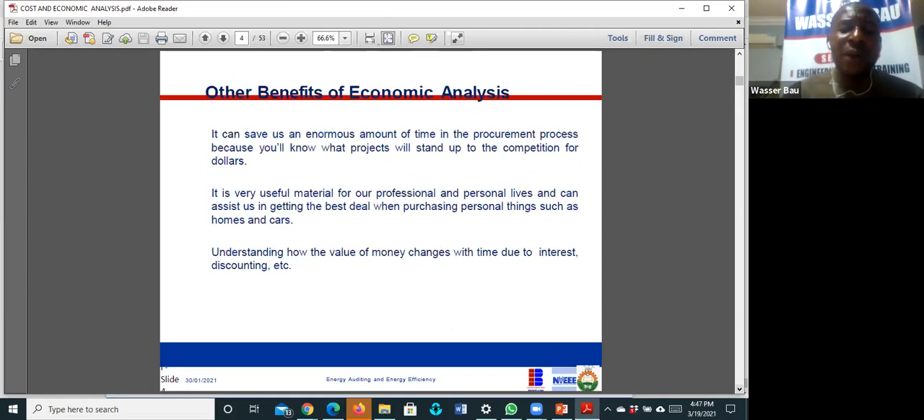So what are the other benefits of economic analysis? It can save us an enormous amount of time in the procurement process because you know what projects will stand up to the competition for dollars. It is very useful material for our professional and personal lives and can assist us in getting the best deal when purchasing personal things such as homes and cars. It also helps in understanding how the value of money changes with time due to interest and discounting.